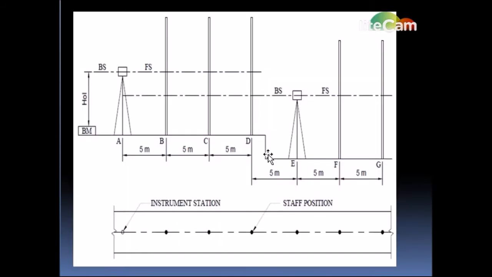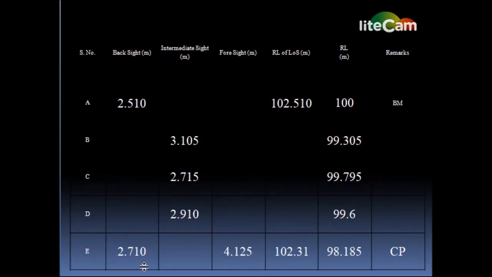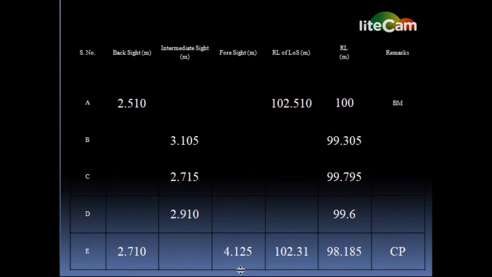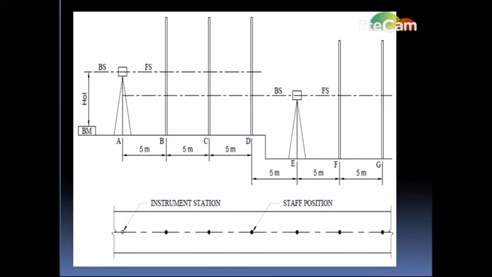What happened at E is that we were not able to see the E point, so we shifted our instrument to that point, and again we have to take the backsight reading. The backsight reading here is taken as 2.710, and the foresight reading is taken as 4.125. That is the fore reading. So how do we find the RL of LOS? RL of LOS can be found by adding the RL of the previous point to the backsight of this point.